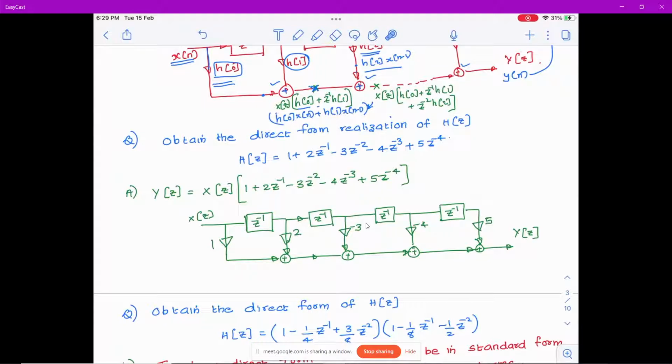Now from z raised to 0 onwards, you give the values. So 1 will come here, 2 will come here, -3 will come here, -4 will come here, +5 will come here. That's your direct form realization. Direct form is the easiest realization.